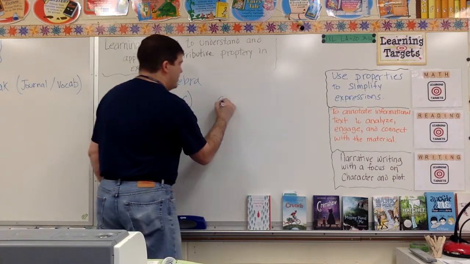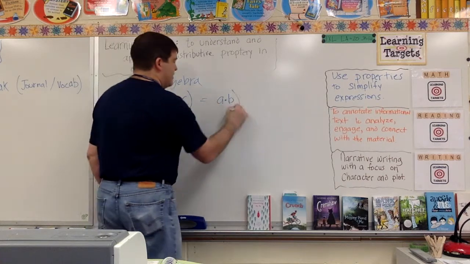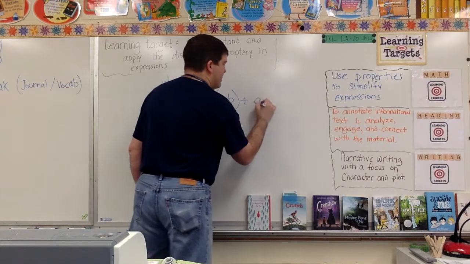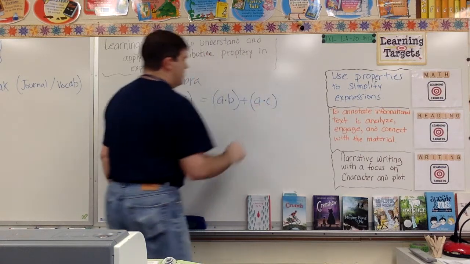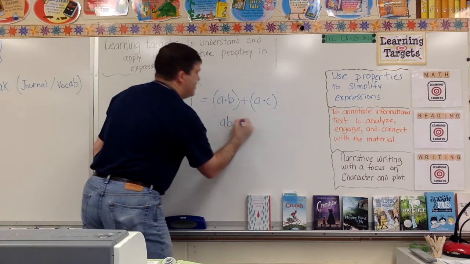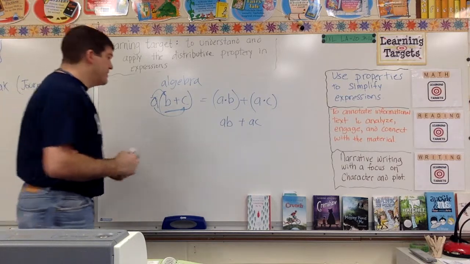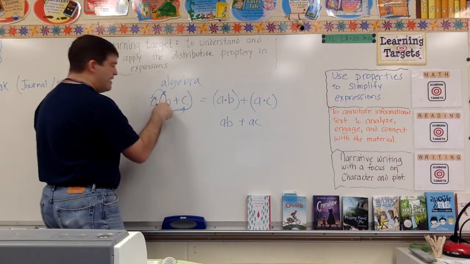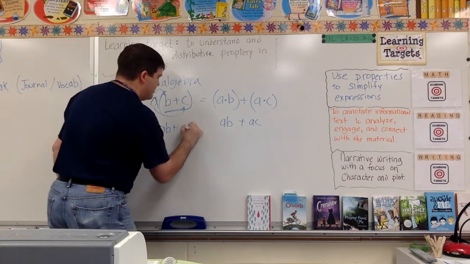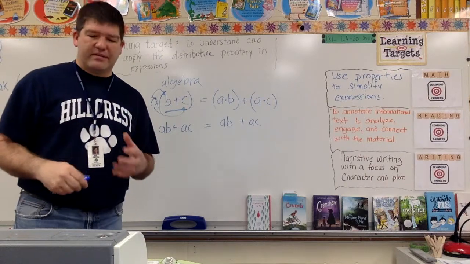So A times B, and then that's one part of it, but I also have to times the A to C plus A times C. And if I do this, I could put these right next to each other. AB plus AC. It's all the same. Because if I distribute this out, A times B plus A times C. Okay? That's how it works. That's the distributive.